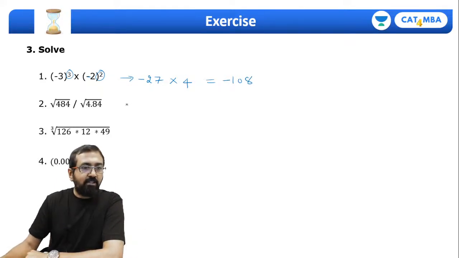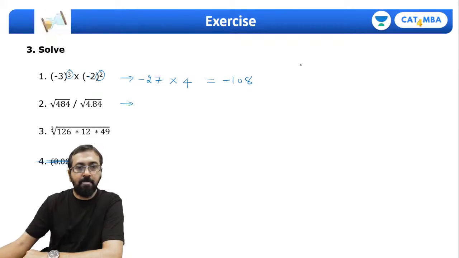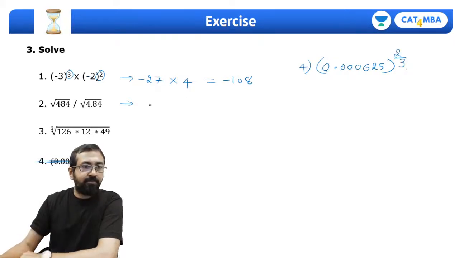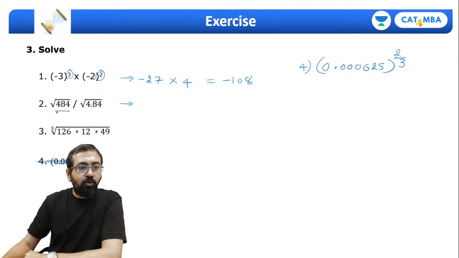Now let's look at one more question. This question. Try for this question. Question number 2. Tell me what's the answer. Right. So guys, what is square root of 484?